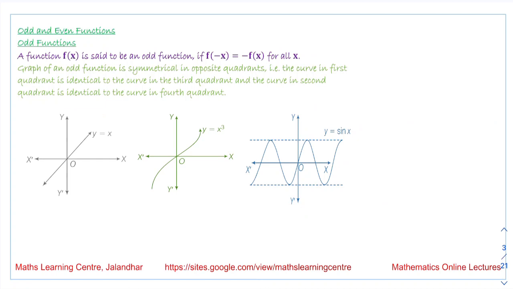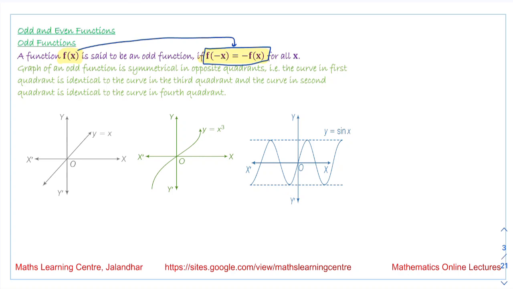So the first definition we have over here is the odd function. A function f(x) is said to be an odd function if f of minus x is equal to minus f of x for all x.